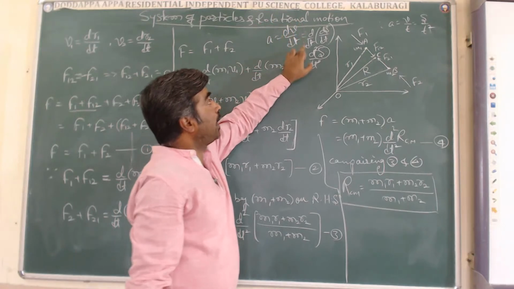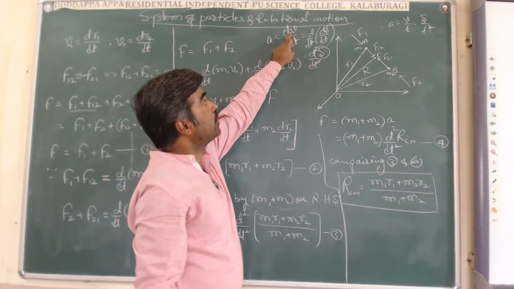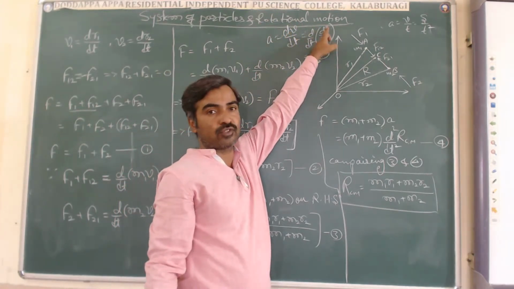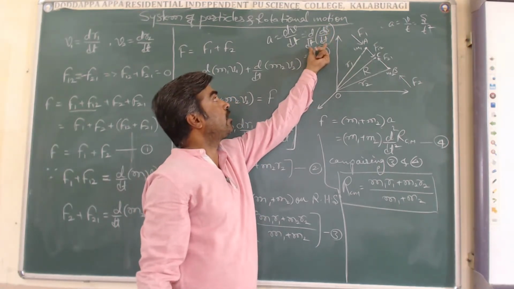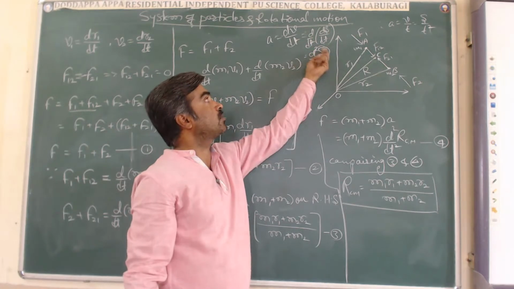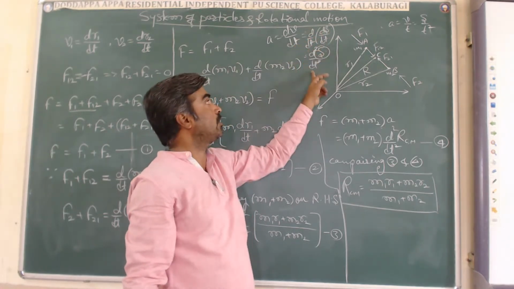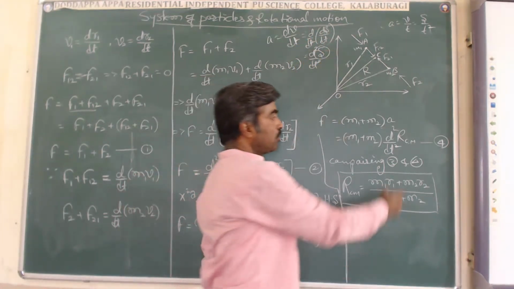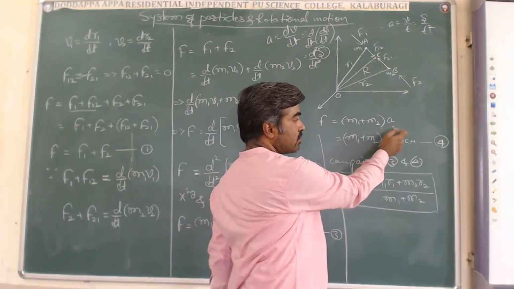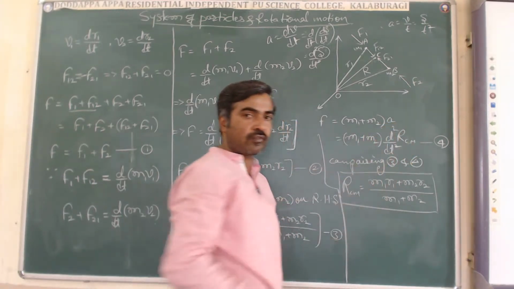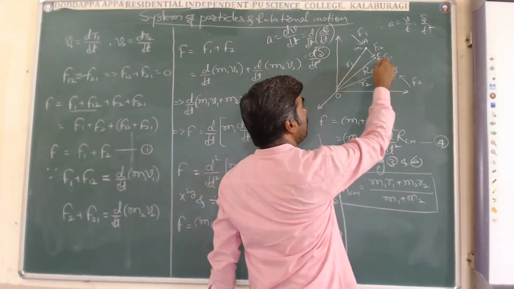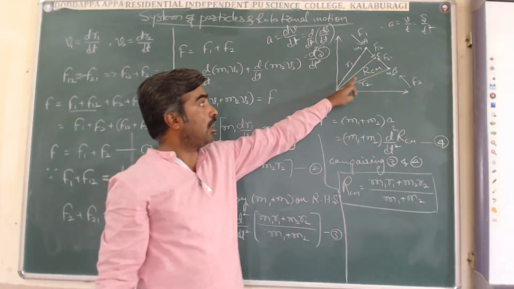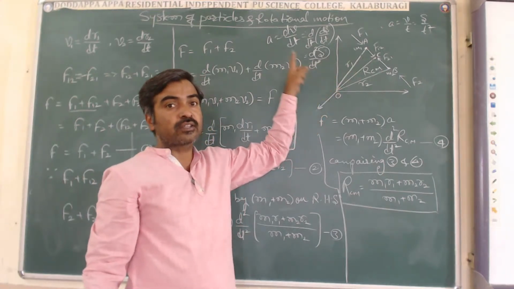So d by dt I keep as it is, and velocity can be written as the rate of change of position, or rate of change of displacement, ds by dt. So together we can write d square by dt square of position, or d square by dt square of displacement. Same thing I have mentioned. Acceleration is d square by dt square of the position vector r. This r is considered to be the position of the center of mass.